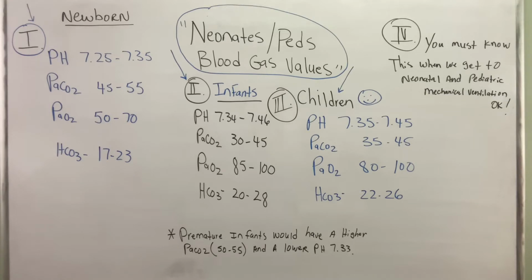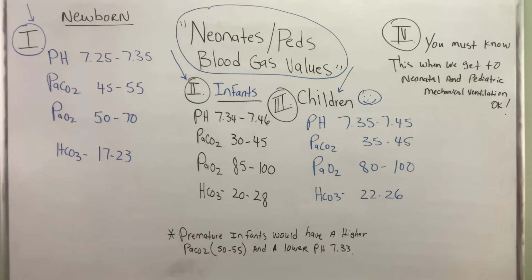Okay, Roman number 2 are the values for infants. We will look at a pH of 7.34 to 7.46. For the infant, the PaCO2 will run 30 to 45. These are acceptable values, okay? The PaO2, 85 to 100. The bicarb, 20 to 28 in your infants, okay? These are the values that you would need when we start talking about adjusting the ventilator setting when it comes to ventilation and oxygenation on the ventilator for newborn and infant.